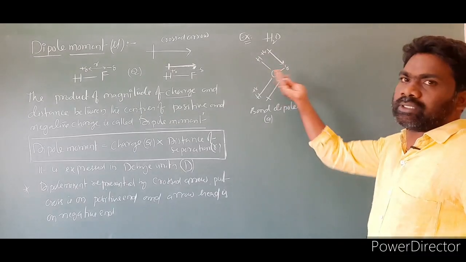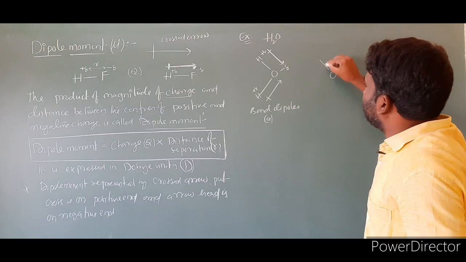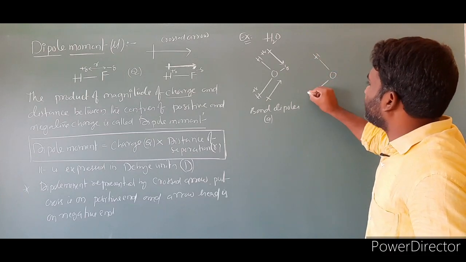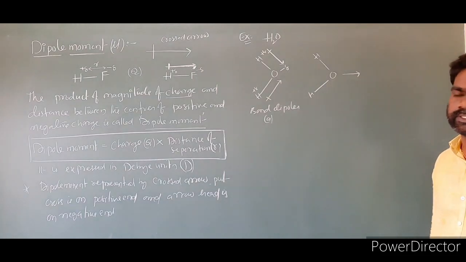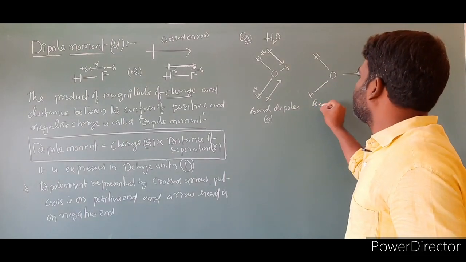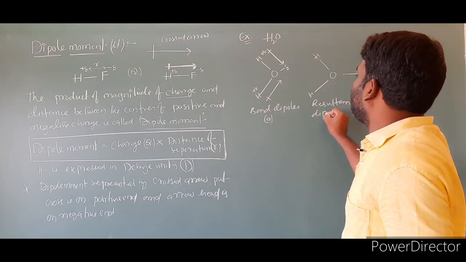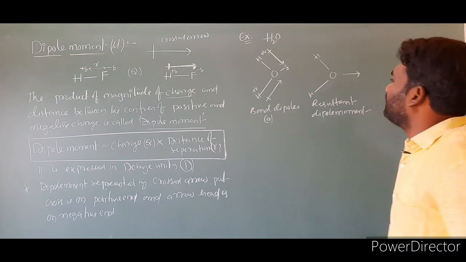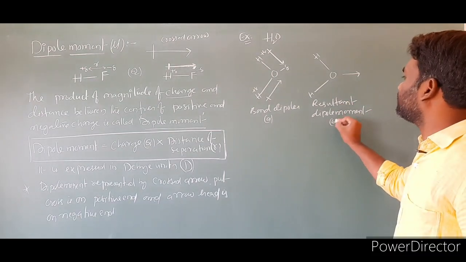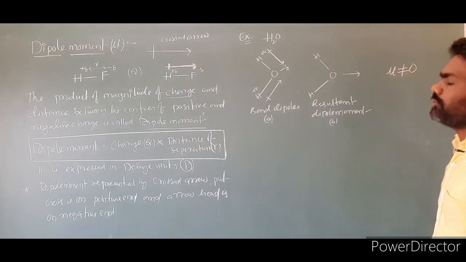Both are looking in the same direction, so the resultant dipole will be taken as H and this is the H, the resultant dipole moment will be towards this direction. So this is the resultant dipole moment. This structure I am labeling as B. So for this molecule, mu is not equal to 0.